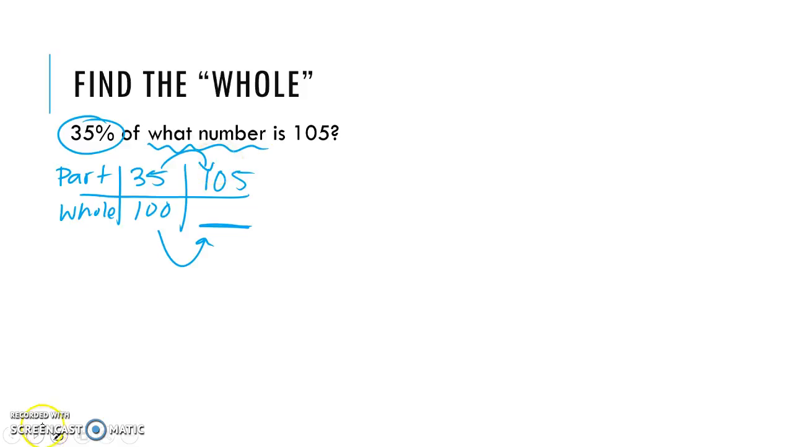So we multiply, let me change my color real fast. We can multiply by 3. 35 multiplied by 3 gives me 105. So here we have to multiply 100 by 3, and we get 300. So our answer is 300.